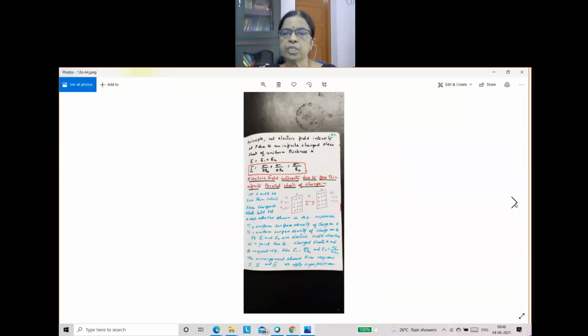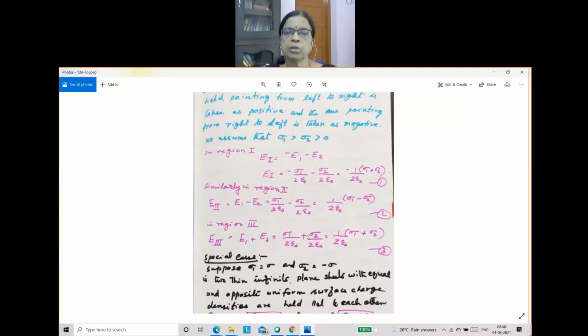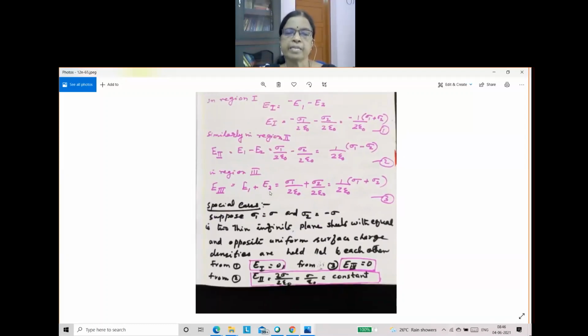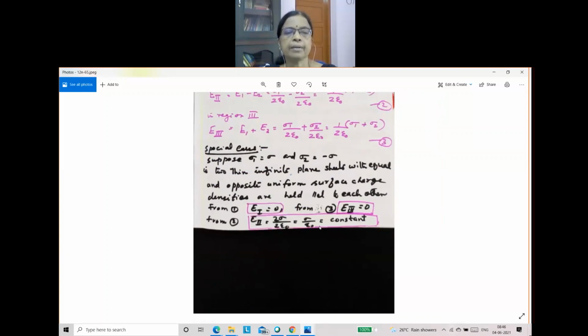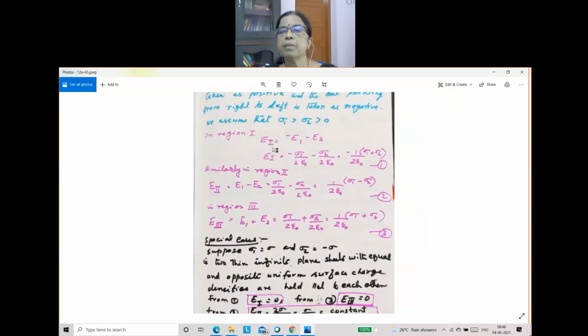See, here I showed you now, in region 2, one is plus sigma and the other is minus sigma. Sigma minus minus sigma, that is sigma plus sigma, 2 sigma by 2 epsilon 0. The 2 and 2 cancel, and we get sigma by epsilon 0. So the electric field in region 2 becomes sigma by epsilon 0. That is a constant value. So the electric field becomes constant. That is a very important result.